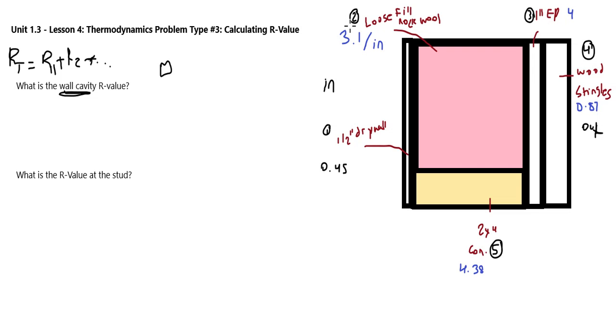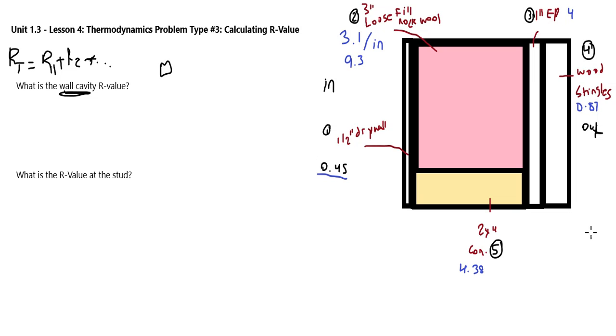Now, back to this. We can't just plug in 3.1, because it's per inch. Oh, sorry, I forgot to write that it is 3 inches of loose fill rock wool. So if the R value is 3.1 per inch, then all we have to do is multiply 3.1 by 3, and that would give us 9.3. So that's the R value of that.